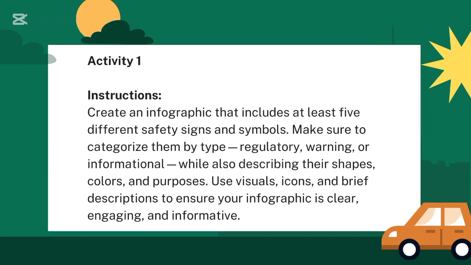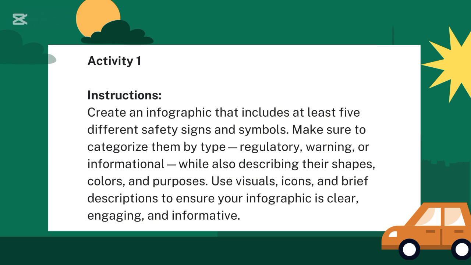So for your first activity, create an infographic that includes at least 5 different road signs and symbols. Make sure to categorize them by type, like regulatory, warning, or informational, while also describing their shapes, colors, and purposes. Use visuals, icons, and brief descriptions to ensure your infographic is clear, engaging, and informative.